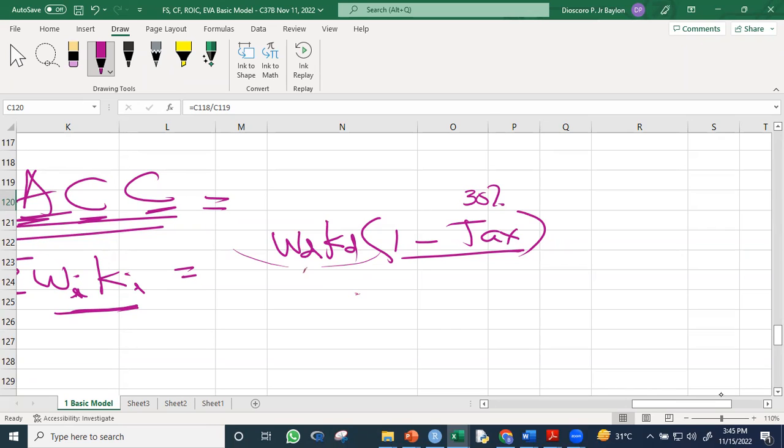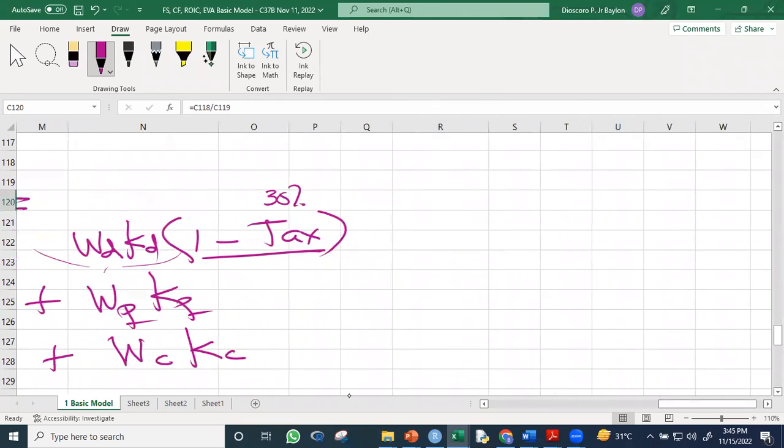All right? And then you add weight ng preferred stock times cost ng preferred stock. Okay, wala ditong 1 minus tax no? Kasi wala namang tax implications tong preferred. And then another plus weight ng common stock times cost ng common stock. Okay, the sum of this is called your weighted average cost of capital. So if you know the weights and if you know the costs, then madali i-compute yan. Arithmetic lang yan. No? Yung weights madali.